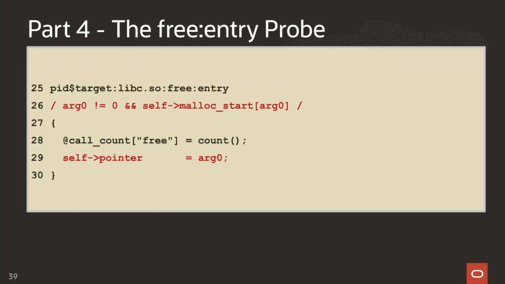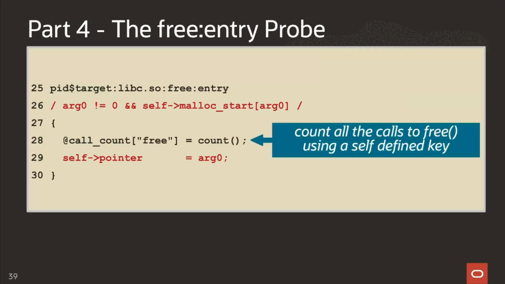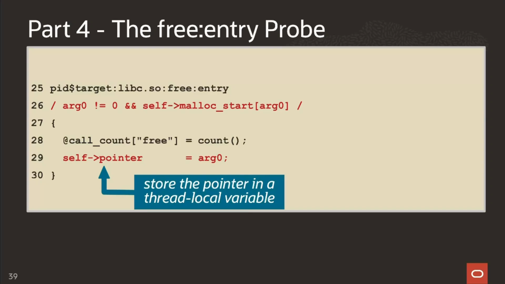The free, when we look at the entry probe, I have a little bit more complex check here. I'm going to have my predicate. I'm not only going to check that the argument to free is non-zero, but I also want to make sure that timer has started. And that's what I'm doing there. At line 28, I'm also interested in counting how often the free is being executed. Again, using my self-defined key, in this case, the string free. And I store the pointer that I get out of arg0.